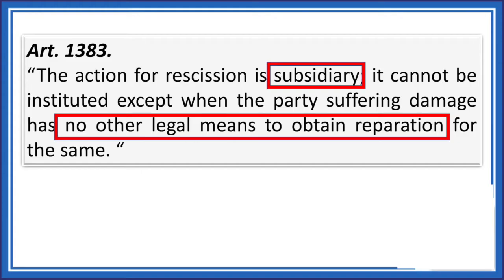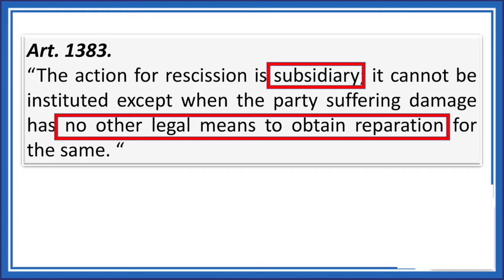Then, halimbawa din, if doon naman sa mga binenta through representatives, like yung sa guardian representing the ward or yung representative representing the absentees, then nagkaroon ng lesion, so meaning rescissible contracts. Pero if makikita na pwede pa rin naman meron ibang paraan to repair that lesion, hindi naman kailangan na i-rescind talaga yung contract, then rescission cannot take place. Okay? Yun yung ibig sabihin ni Article 1383.